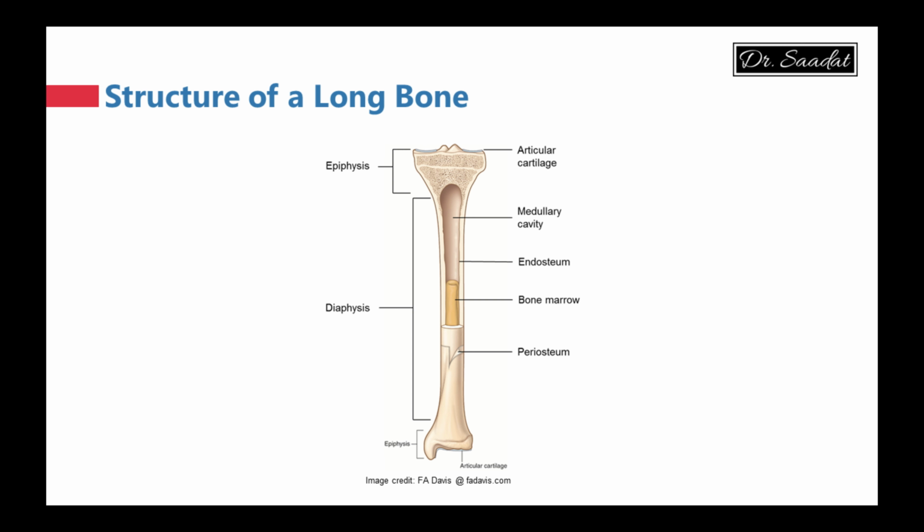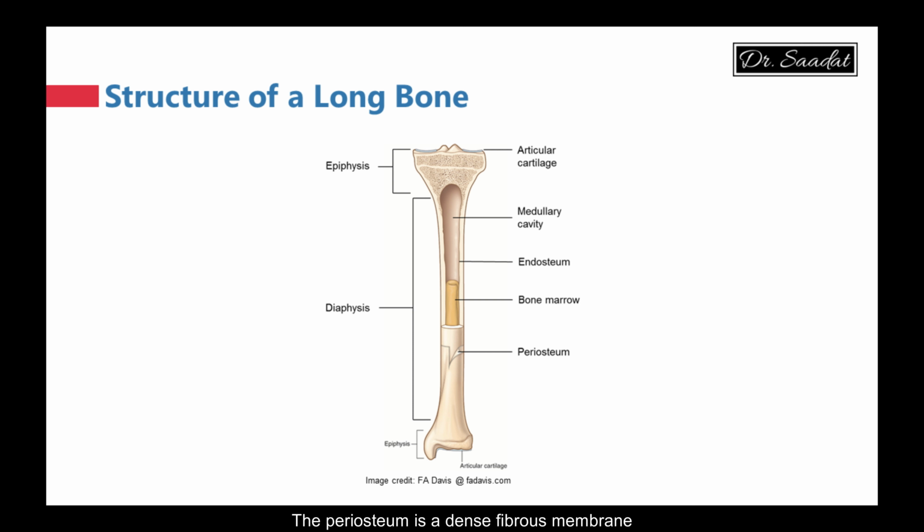Medullary cavity. Running through the center of the diaphysis is the medullary cavity. This hollow space can be filled with red bone marrow in children, which is responsible for producing blood cells. In adults, most of the red marrow is replaced by yellow marrow, which stores fat. Endosteum. A thin epithelial membrane lines the medullary cavity. It helps regulate the exchange of nutrients and blood cells between the bone marrow and the bloodstream.